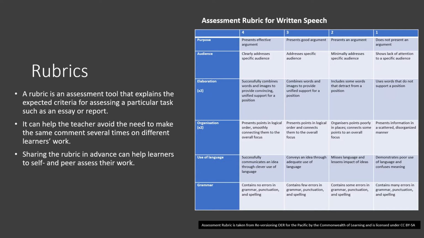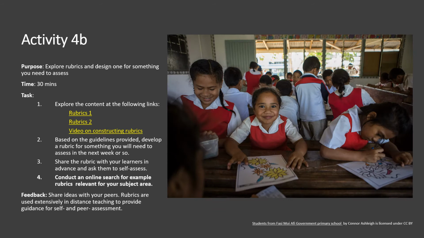As you may already know from your lesson planning activity introduced in the earlier units, a rubric is a tool that explains the expected criteria for assessing a particular task, such as an essay or report. Ideally, rubrics should be shared in advance with the learner. Rubrics are used extensively in online and distance teaching to provide guidance for self and peer assessment. Activity 4B is a task designed for you to explore rubrics further and to design one for a learning activity that you need to assess.